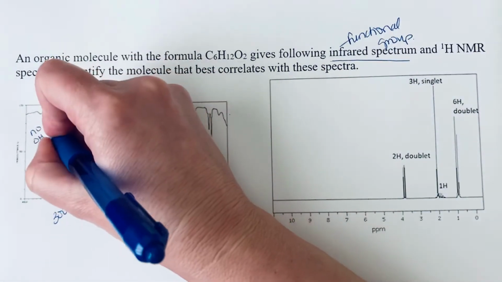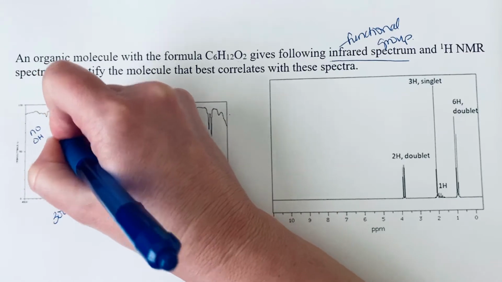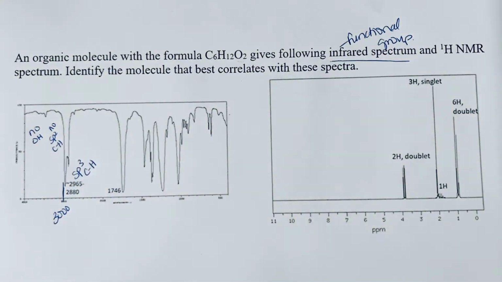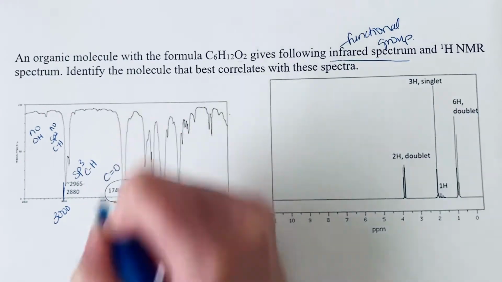And there's also no sp2 CHs. So if we have a double bond, it is not a carbon-carbon double bond. And we have no triple bonds. That's not surprising. I don't think that formula even accommodates a triple bond. But what we see here, really intense, is a carbonyl.